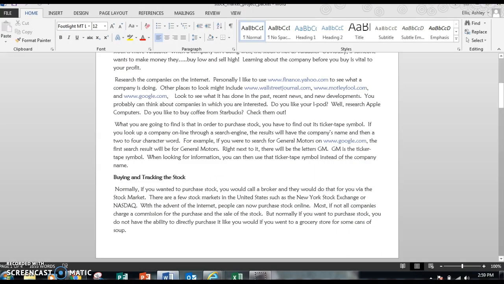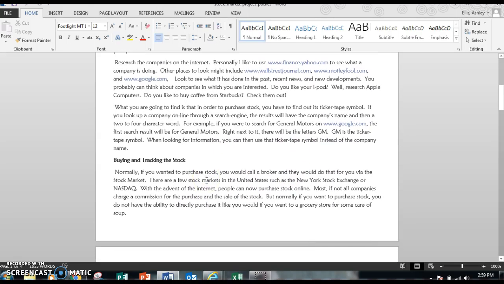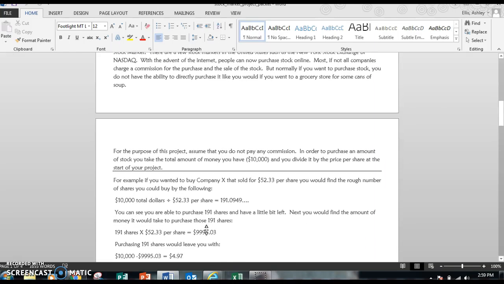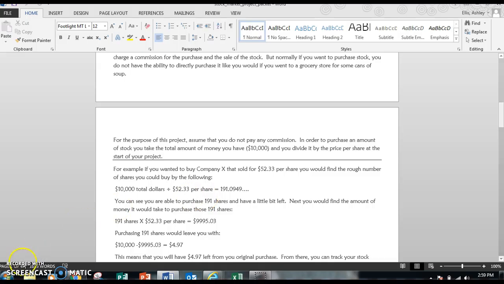Going back to the assignment sheet. When looking for the information, again, like I said, you can use the ticker tape symbol instead of the company name. Now once you've identified your companies and you want to figure out how you're going to buy the stock and how to track it, normally you would purchase the stock through a broker, but sometimes you can do it personally yourself. For the purpose of this project, we're going to assume that you do not have to pay any commission to a broker, and so in order to purchase the amount of stock, you take the total amount of money you have, which is $10,000, and you divide it by the price per share at the start of your project. So you can look through this scenario, this example that we have here.